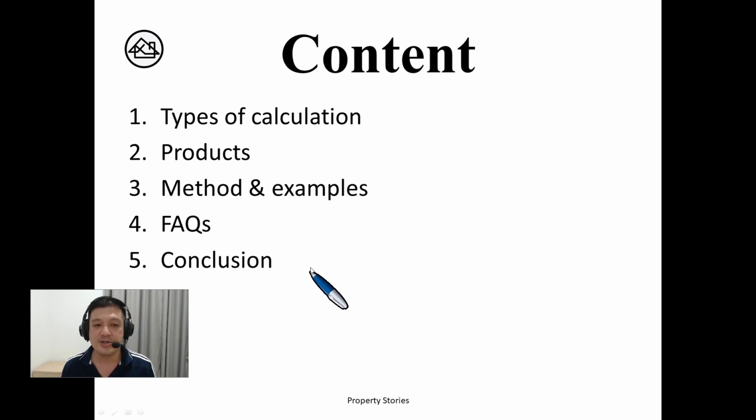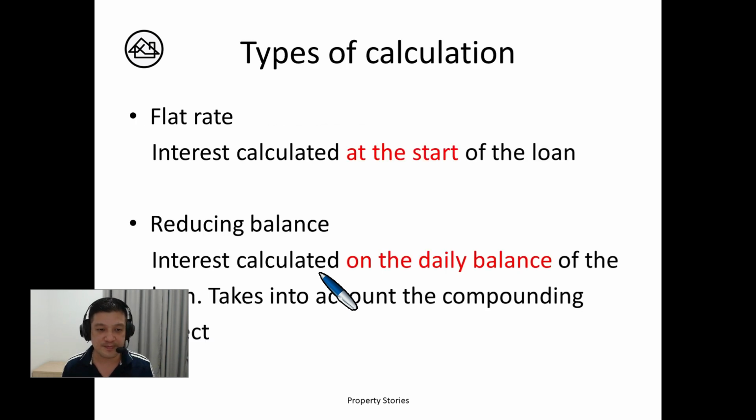Okay. So we start with types of calculation. There's only two. Flat rate and reducing balance. Flat rate, the only difference is when the interest is calculated and how the interest is calculated. Flat rate is at the start of the loan, so this is added into the principal. This is, for example, your hire purchase, car loans, and your personal loans. Very famous for this, okay?